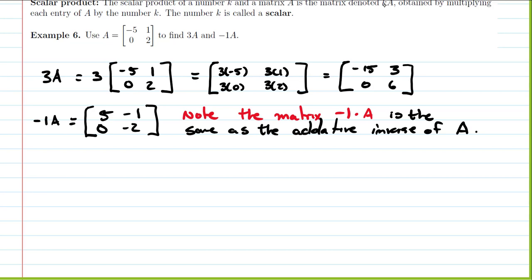And so that is also true for real numbers. If I wanted to find the opposite of the number 5, or its additive inverse, what would I do? Change its sign, which is the same as saying I multiply by -1. So if I multiply 5 by -1, I get -5, which is the additive inverse of 5. That same property holds for matrices. If you want its additive inverse, just multiply it by -1.